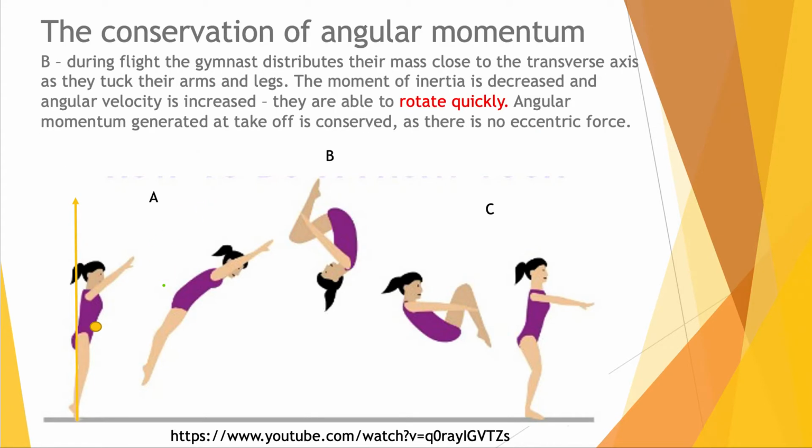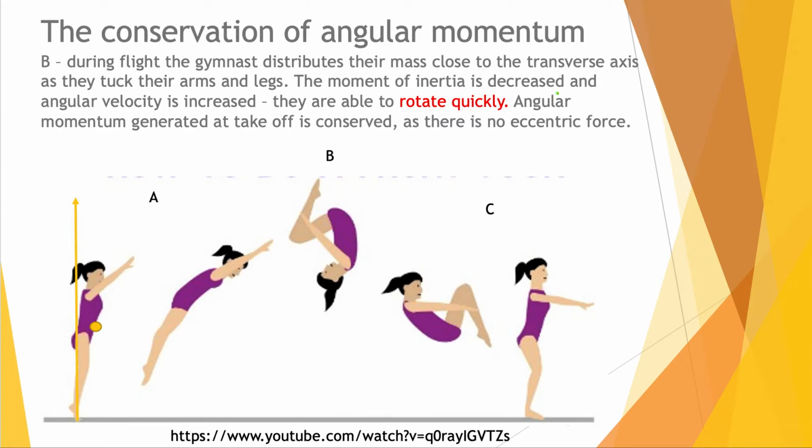Okay, point B. During the flight, the gymnast now distributes her mass close to the transverse axis by tucking her arms and legs in. This decreases the moment of inertia and therefore increases angular velocity, because moment of inertia times angular velocity is angular momentum, and angular momentum is a conserved quantity. It's not going to change.